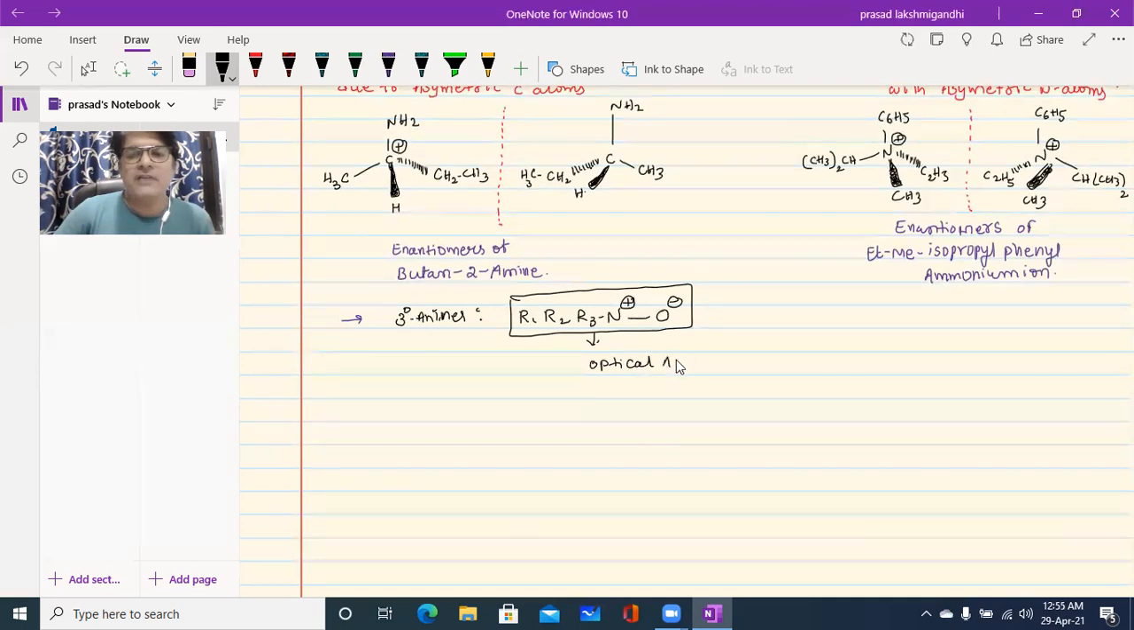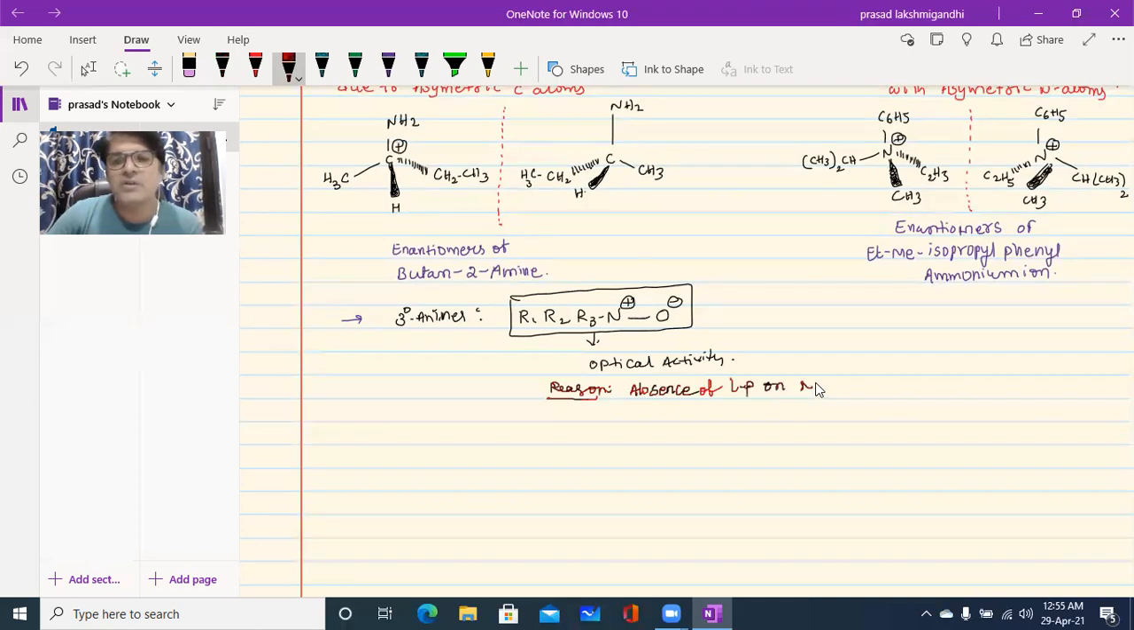Optical activity. Could you say why? Optical activity is nothing but enantiomer activity. Why? What is the reason it's shown that optical activity? The reason is the absence of a lone pair on the nitrogen.